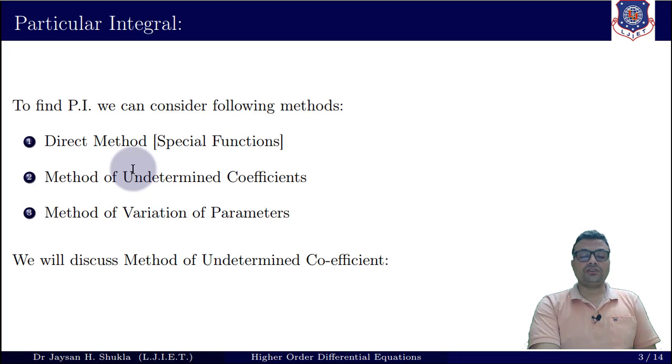For the direct method, we have separate videos individually for all five combinations. For the method of undetermined coefficients, we have three videos, and the first and second parts are already covered. Today we are going to discuss this third part. And the last method is the method of variation of parameters, which I will cover in upcoming videos. So let us focus on the method of undetermined coefficients, where we are going to see random combinations of R(x).